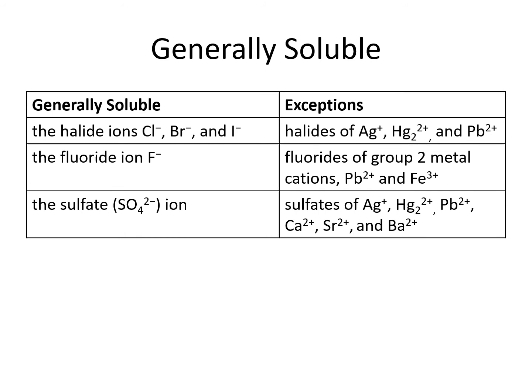The sulfate ion is generally soluble except when it's with silver, mercury, and lead, calcium, strontium, and barium. Remember, silver, mercury, and lead are also exceptions for the halide ions, and calcium, strontium, and barium are also exceptions for the fluoride ion. Notice that the sulfate ion is the only one that has a +2 charge that's generally soluble. All of the other ions that are either always soluble or generally soluble have either a +1 or a -1. Generally, the higher the charge, the less likely it is to be soluble.